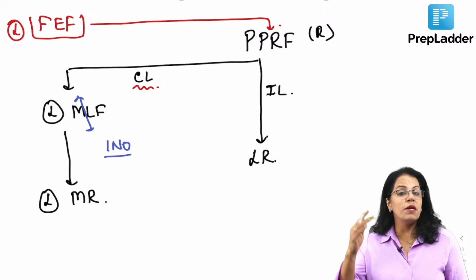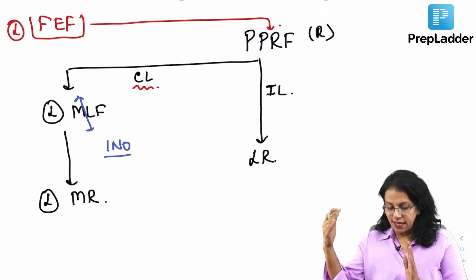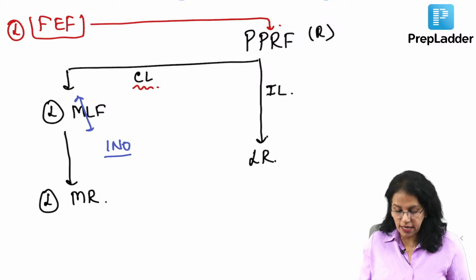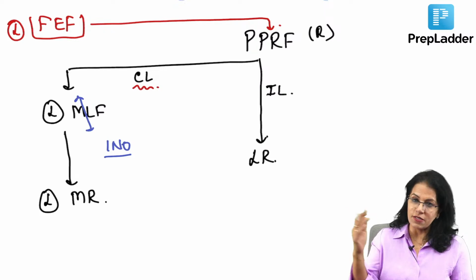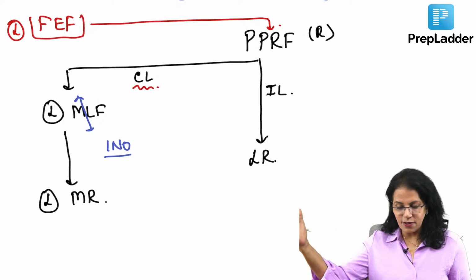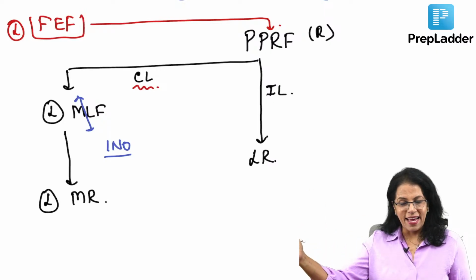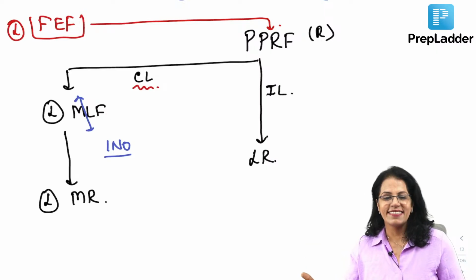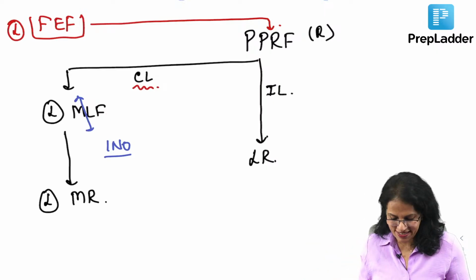Any lesion in PPRF, naturally, suppose right PPRF is gone, right LR is not working and left MR is not working because the MLF gives it the message. This is what is called right-sided horizontal gaze palsy. And if FEF is gone, it is contralateral horizontal gaze palsy. Okay, so revise all this.